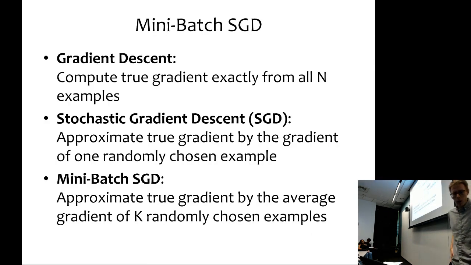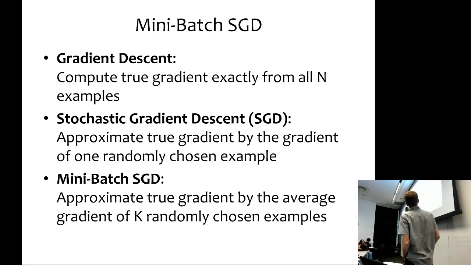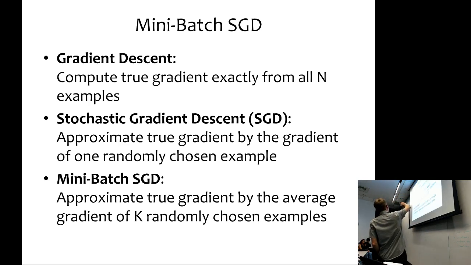Okay, so when we're using RNNs, one of the things that we tend to rely on is mini-batch stochastic gradient descent. Most of you have probably seen this before. So gradient descent is computing the true gradient exactly from all of your n training examples. Stochastic gradient descent is approximating that true gradient by the gradient of one randomly chosen example. And then mini-batch SGD is approximating the true gradient by the average gradient of k randomly chosen examples.